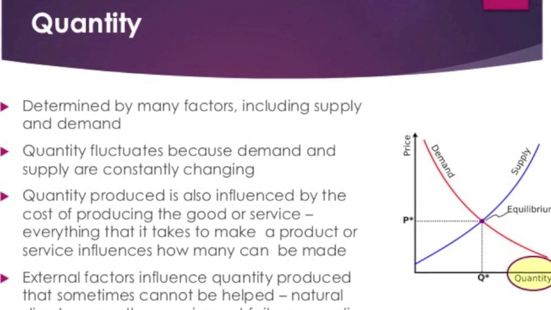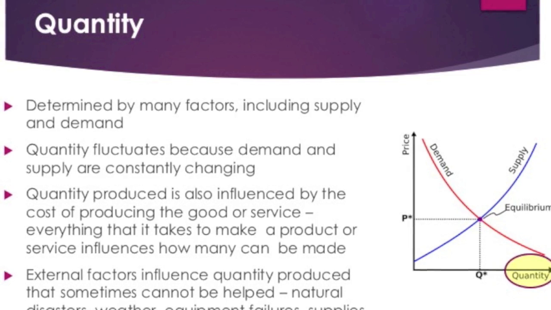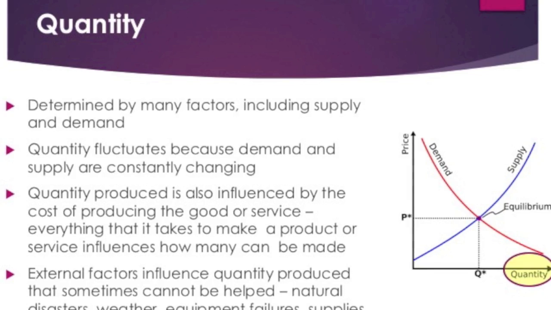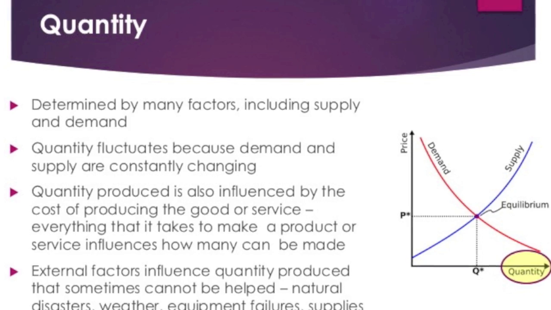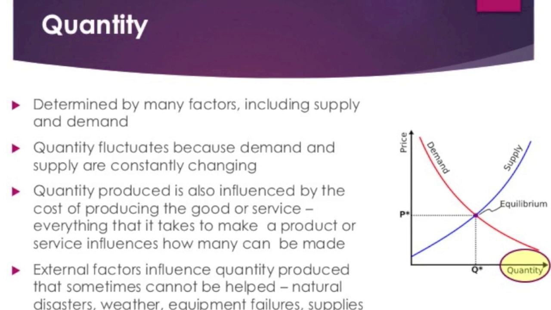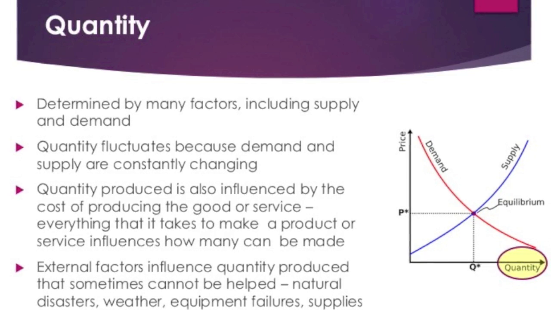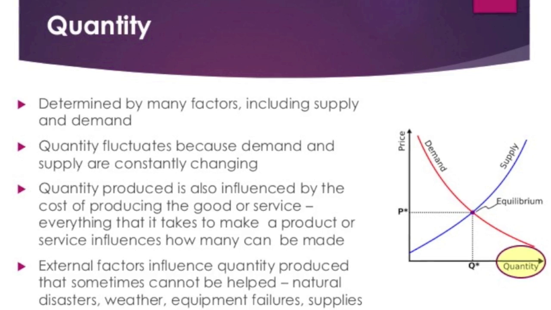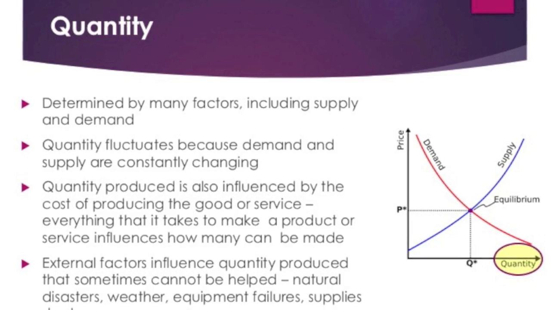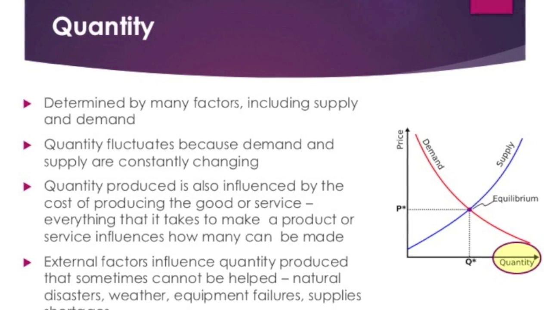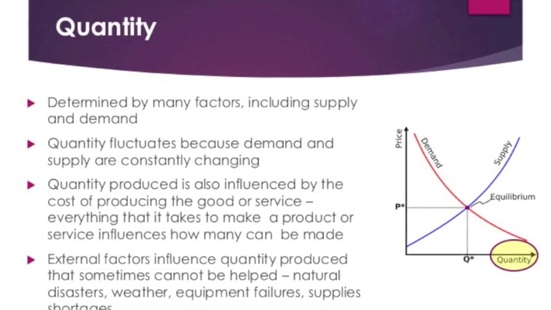The Q in the supply and demand curve is for quantity. So, the quantity is determined by many factors including supply and demand. The quantity fluctuates because supply and demand are always changing, just like in the last slide we looked at how prices fluctuate because of the same reason. The quantity produced is also influenced by the cost of producing the good or service. Everything that it takes to make a product or service influences how many can be made or offered. External factors influence quantity produced that sometimes cannot be helped, like natural disasters, weather, equipment failures, and supply shortages. All of these things affect the quantity that can be produced and the quantity that is demanded by consumers.